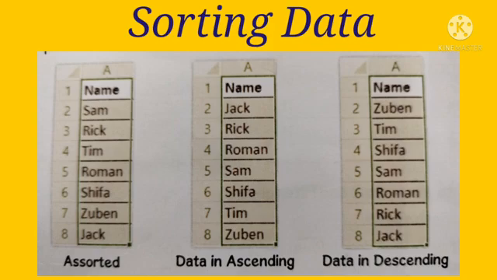The data will now be sorted in the selected column in the ascending order. Third, to sort the data in the descending order, what do you have to do? On the Data tab, in the Sort and Filter group, you have to click on the Sort Descending button. Your data will be sorted in the selected column in the descending order.